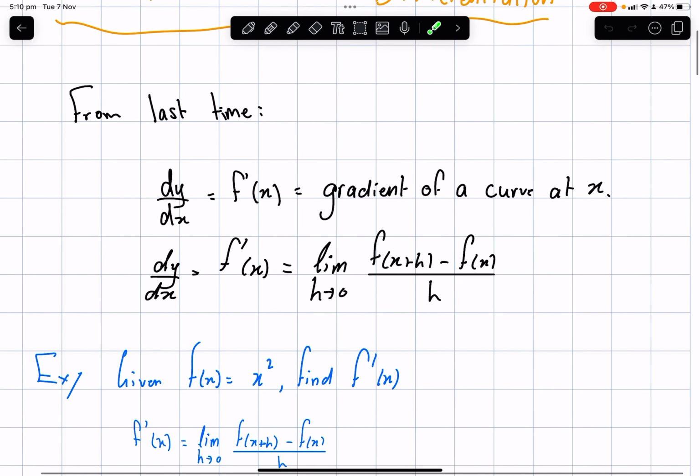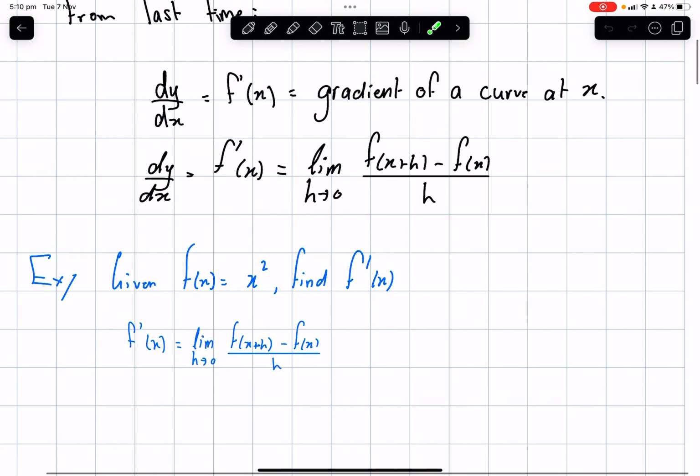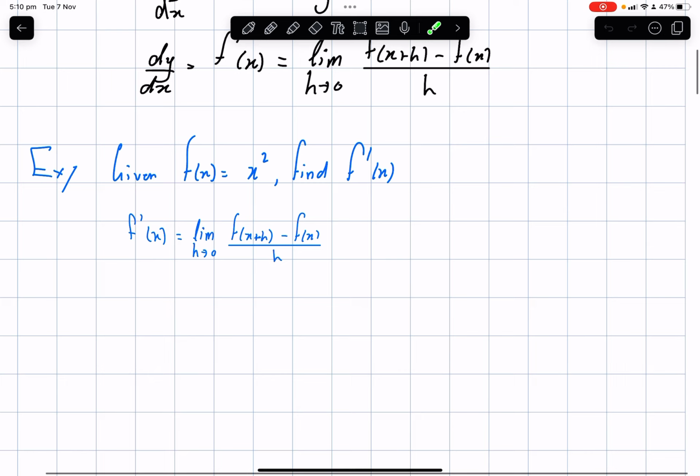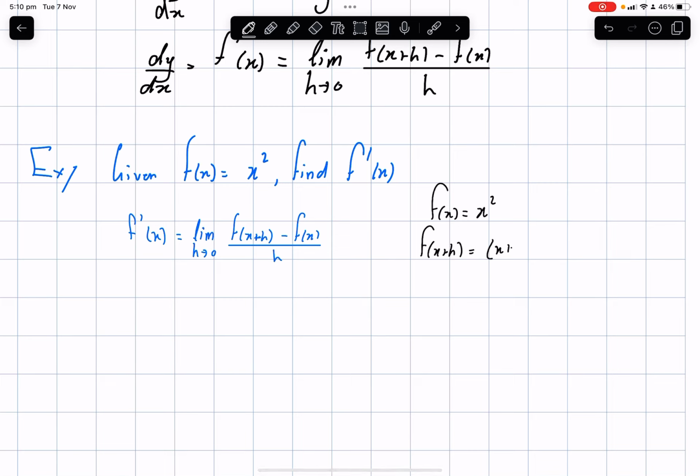So let's just do another quick example using differentiation by first principles. So I've got f of x equals x squared. That means f of x plus h is x plus h squared. So let's substitute those in here. So the limit as h tends to 0, now I've got x plus h squared minus x squared all over h. Now I need to expand out that top line.